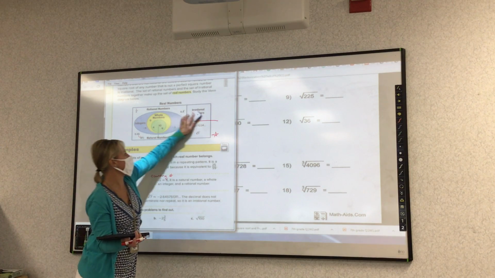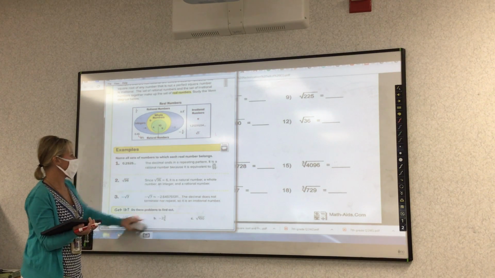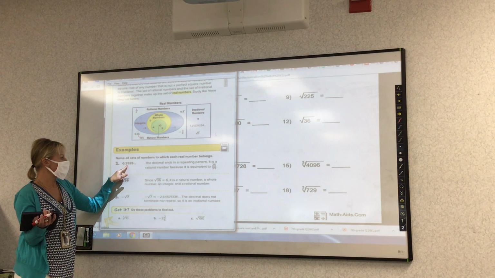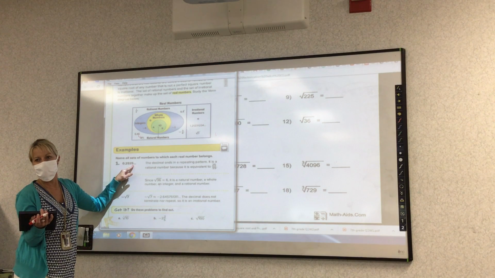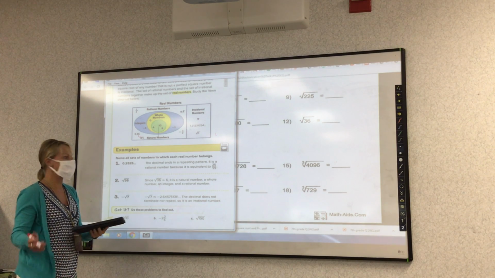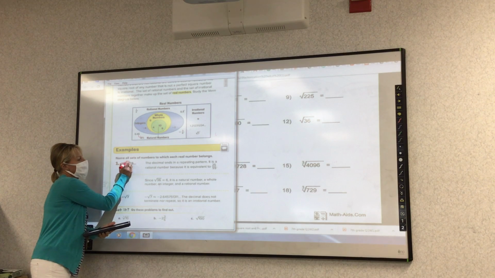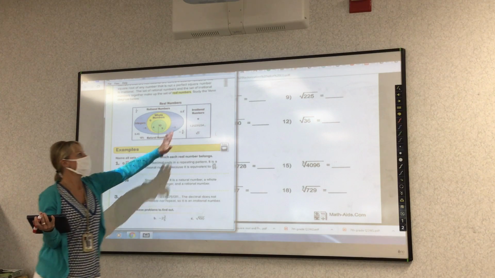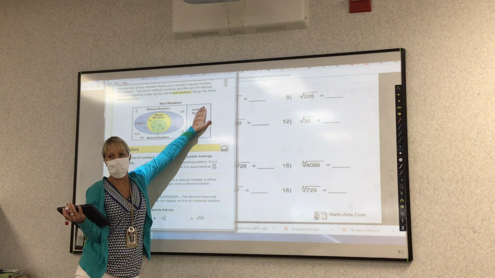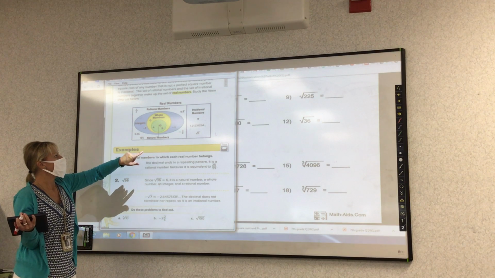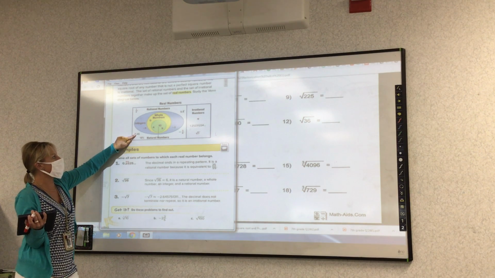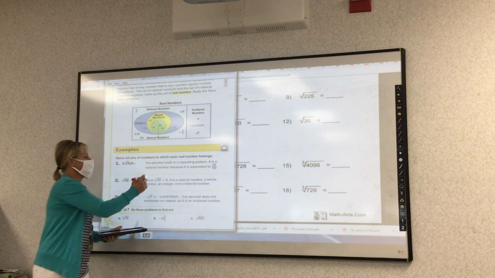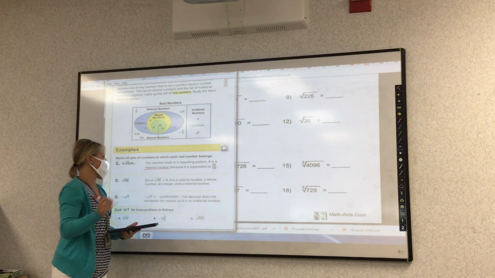Name all the sets of numbers to which each real number belongs. So if I have the number 0.2525, what keeps happening? 25, 25, 25. Put a line above that 25. That means the 25 repeats. If it repeats, it's not irrational, but it's a decimal. So it fits right in here, which is the rational numbers. And so I want you to underline that, rational number.